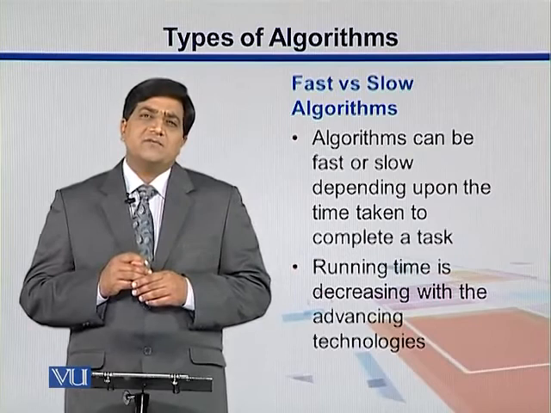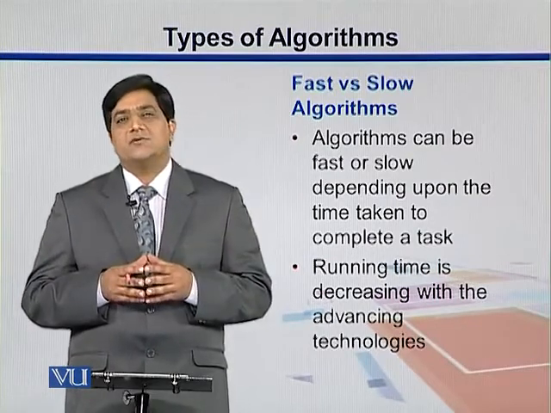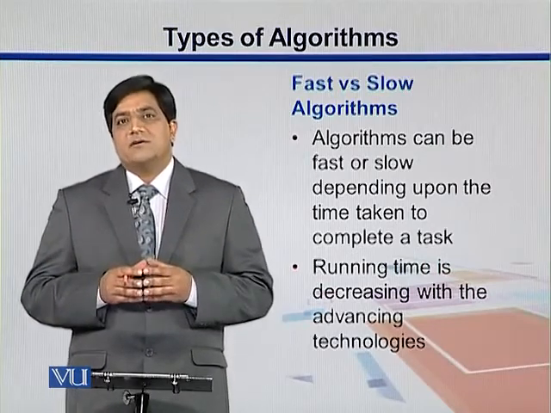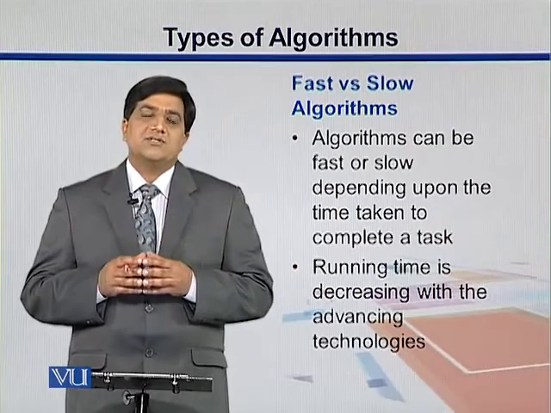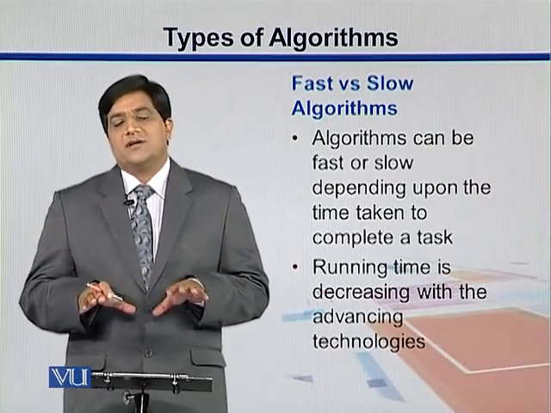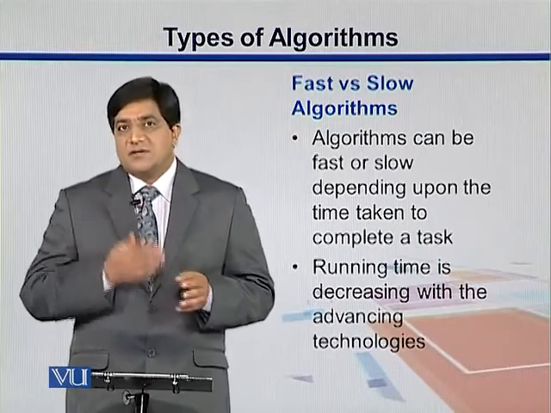A fast algorithm is one that performs the action quickly, as the name indicates, whereas slow algorithms are slow. Since technologies are changing, we are not concerned about the actual time it takes, but we can classify the problem with the help of the number of steps involved.